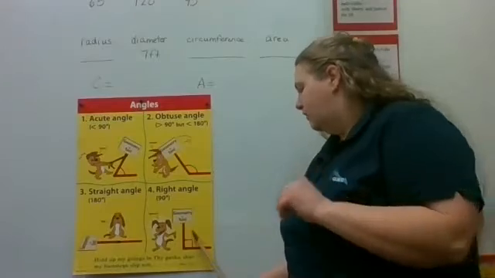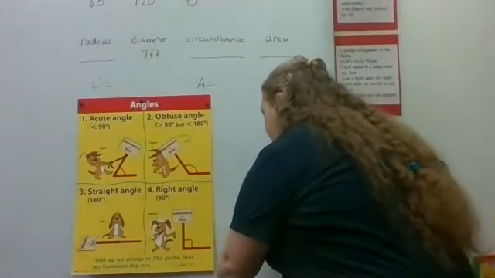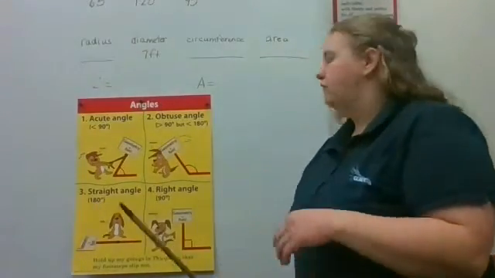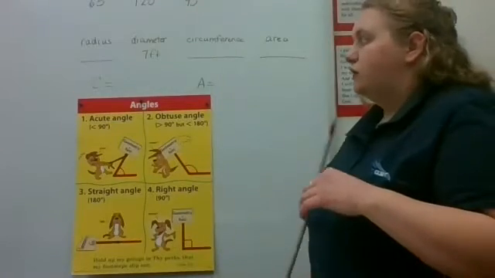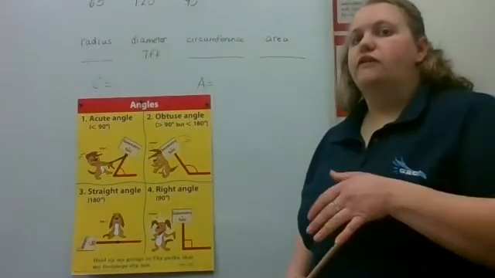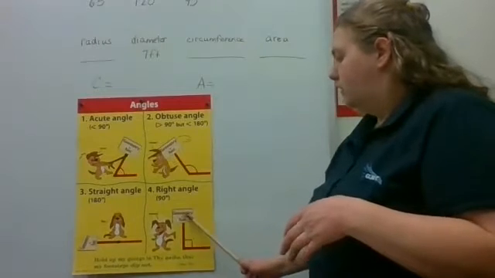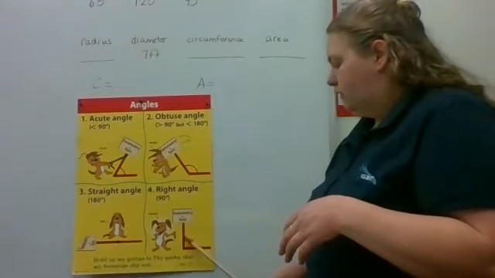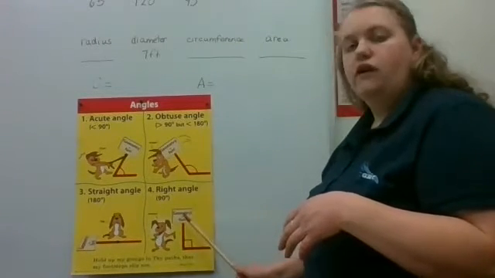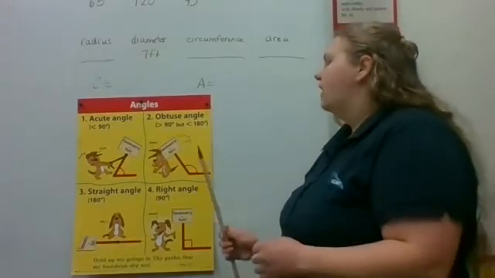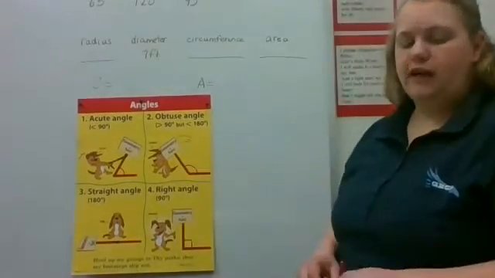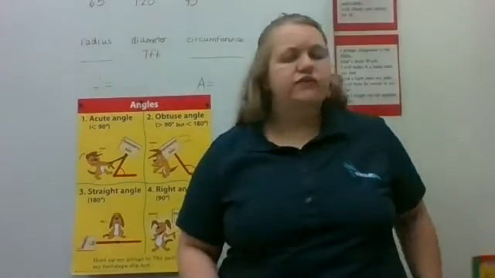So 90 degrees forms a square. If you remember from looking at squares, a square has 4 right angles because it's perfectly 90 degrees on every angle, okay? And so those are our angles.